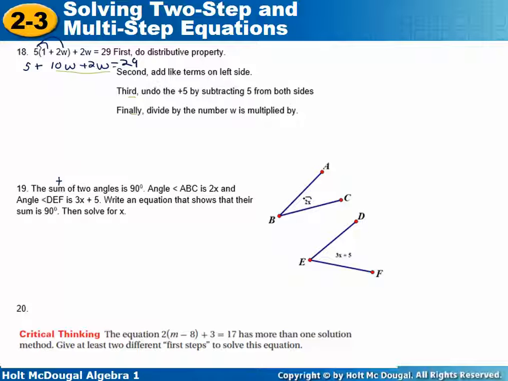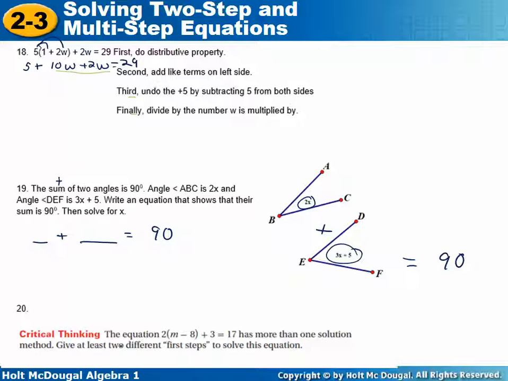So I need to say that this plus this is equal to 90. So when you write your equation, you're going to have something plus something is equal to 90. And then you'll combine like terms and finish solving and find what x is equal to.